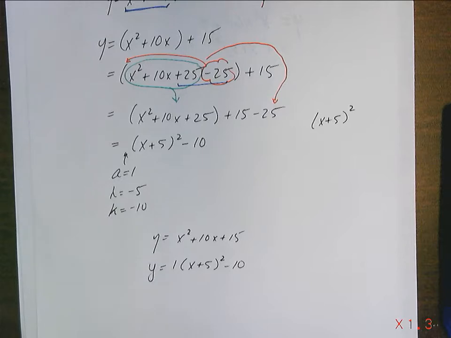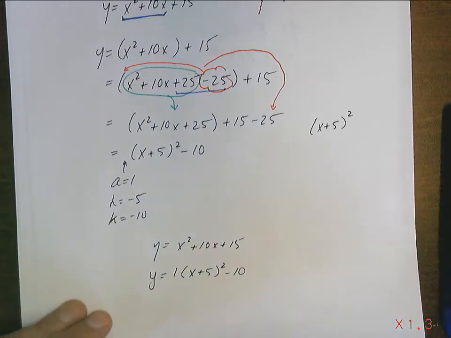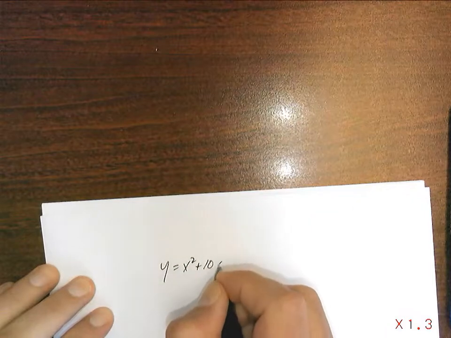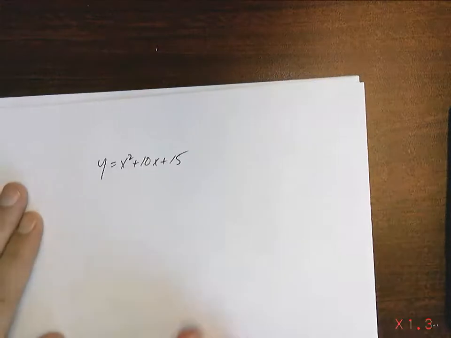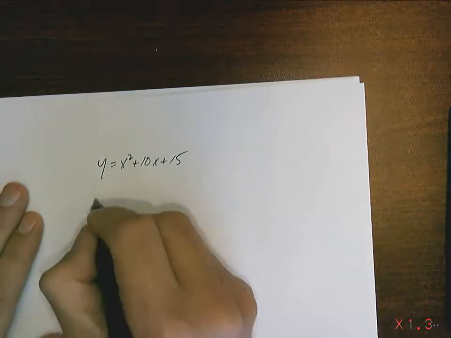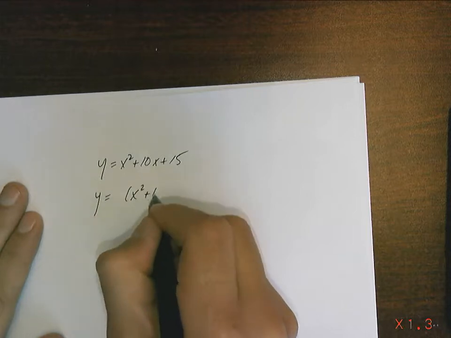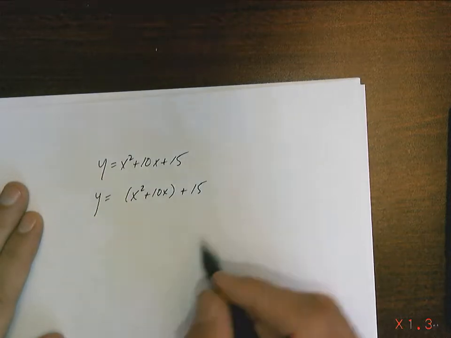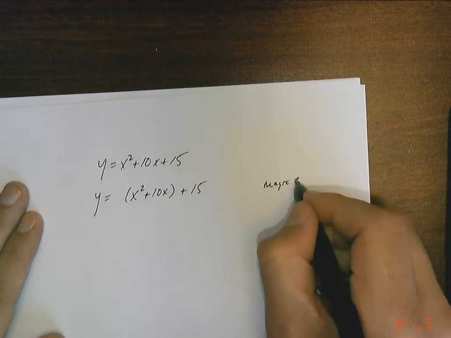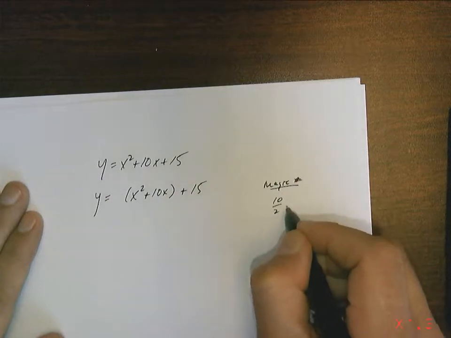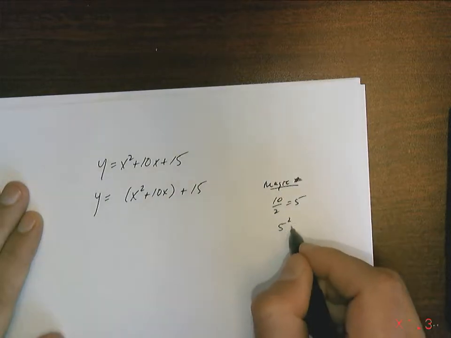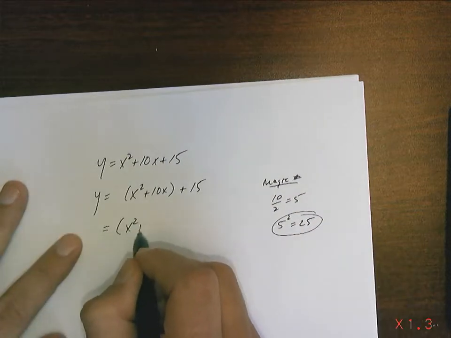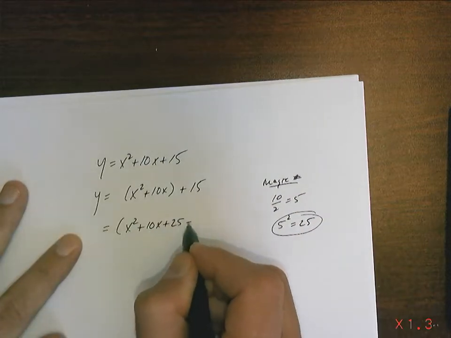So let me show you this exact example one more time. So you've got y equals x squared plus 10x plus 15. You want to put it into vertex form. So this is the procedure. You take the x squared and the 10x and you group them, because that's what I'm going to make a perfect square out of. I go after my magic number. My magic number is 10 divided by 2, so it's 5. 5 squared is 25. That's what I need to add and subtract to this. So it's going to be x squared plus 10x plus 25 minus 25.